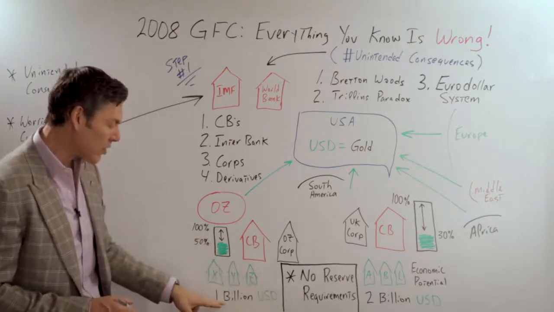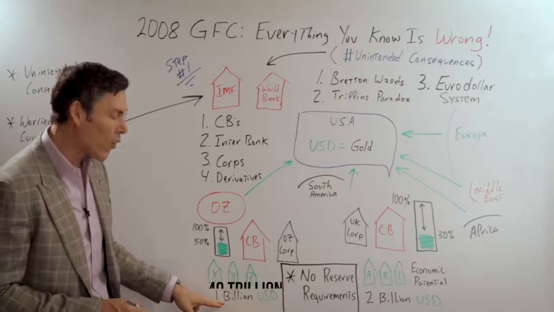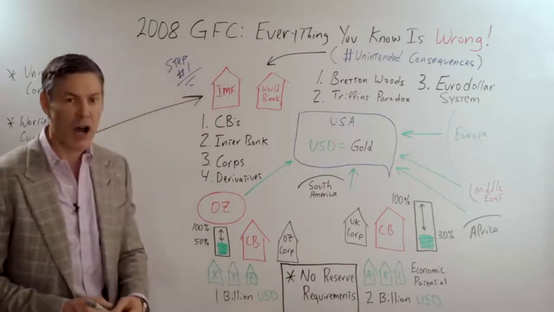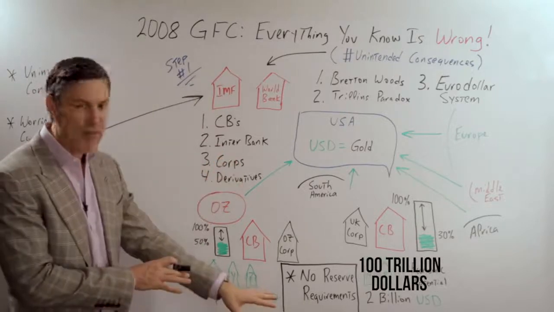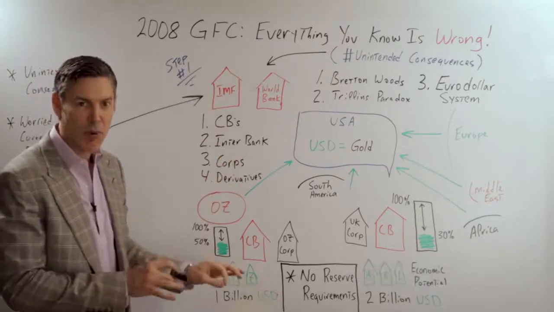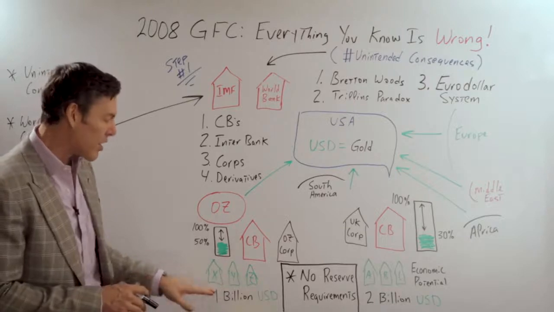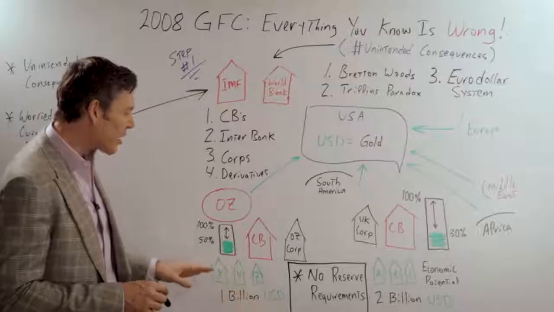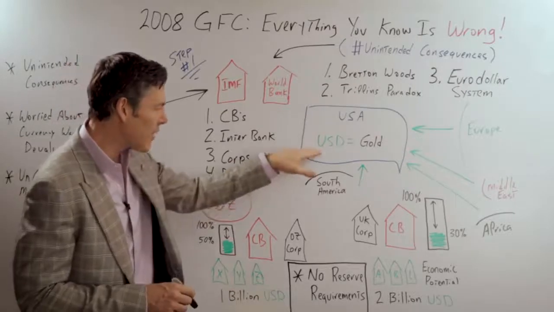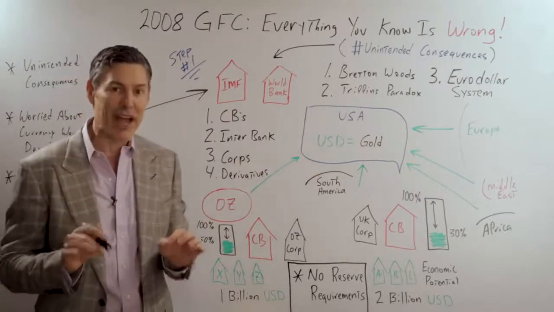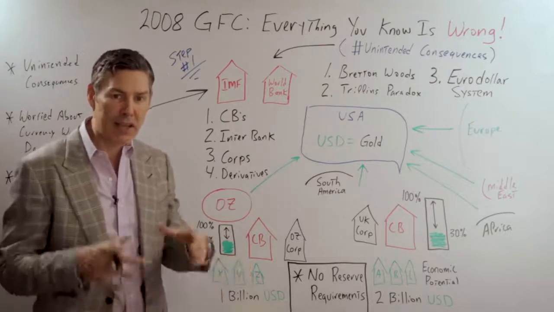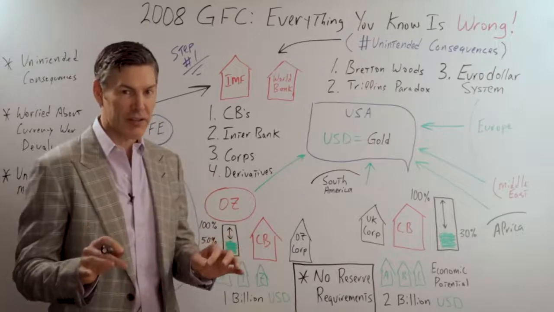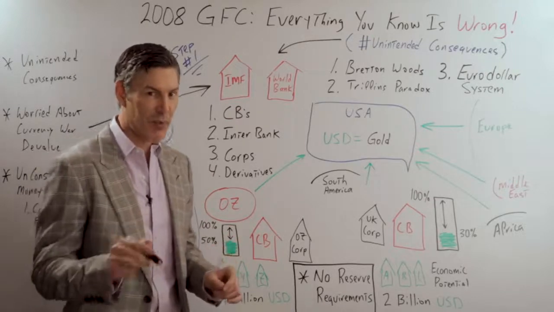So this $1 billion could turn into $40 trillion. This $2 billion could turn into $100 trillion. And those obviously aren't exact numbers, but the point is the amount of dollars that these banks could create was limitless. This is how they got around having their currencies pegged to the dollar. In other words, it's how they got around the problem of having a limited money supply. And I'm sure a lot of you watching this can start to understand the problem with this.